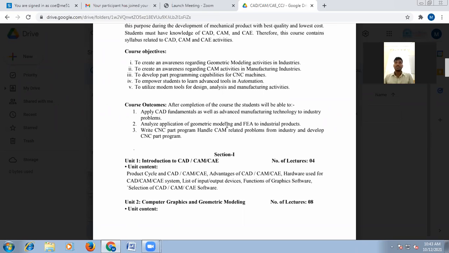Okay, second is to create awareness regarding the CAM activities in manufacturing industries. There are different CAM activities, so which activities we have to use at which place. Those things you should understand after the completion of that particular chapter.